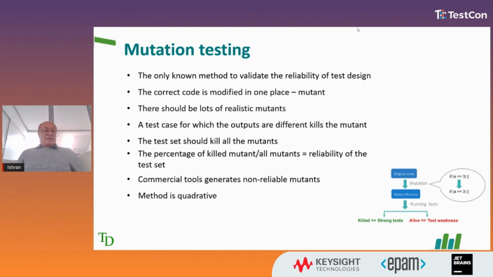And there is another problem, the equivalent mutants, which means that the mutant and the original code are equivalent, and there is no method to decide whether the mutant is equivalent or not.